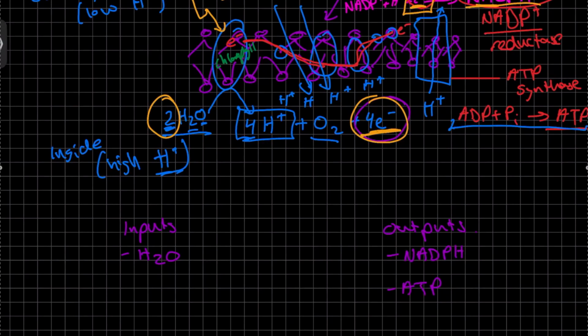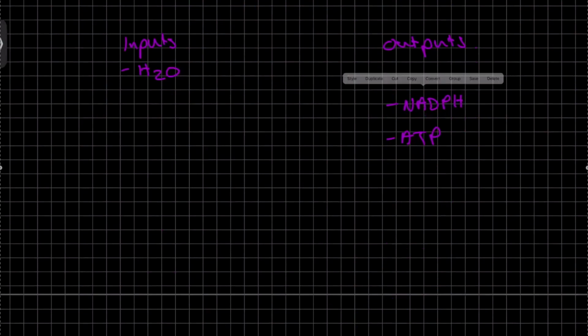However, for NADPH and ATP to be produced, we require their reactants. So for NADPH to be produced, we require input of NADP+, and for the production of ATP, we require the input of ADP and a phosphate group. We also know that from the splitting of this water molecule, we get production of O2. Now let's try to quantify how many of each of these inputs and outputs are actually required.